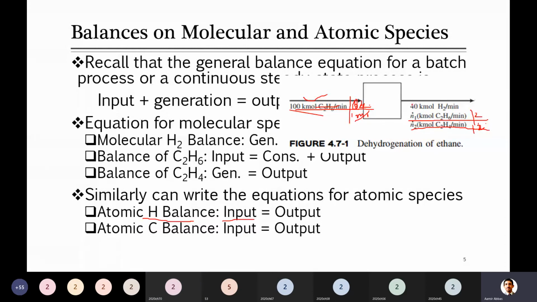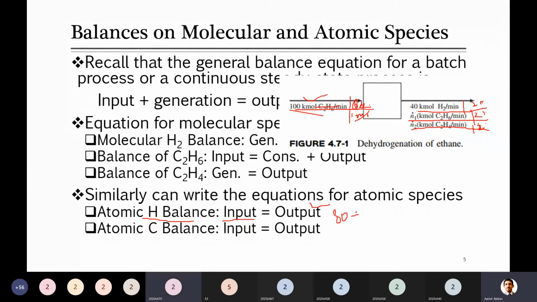Now you can see that in the output stream, atomic hydrogen is part of all 3 molecules. So can you write for these? Can you tell me the amount? What will be the values at output? 80 kilomoles first. How is it 80? Divide by 2, multiply by 2. You write it completely as I am writing here. This is 40 kilomoles of H2 per minute. So if I take 1 kilomole of H2, it gives me 2 kilomoles of H. So it gets cancelled and you get 80. OK, first is 80. What about the next value?